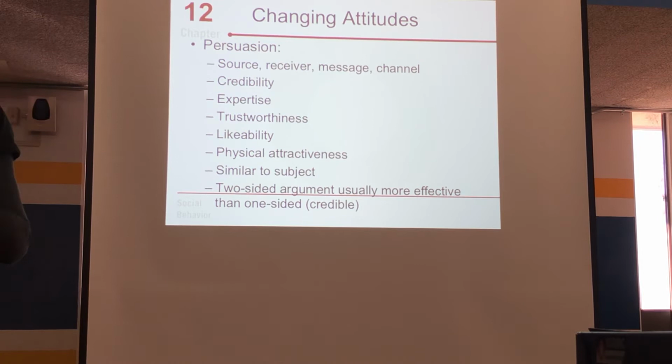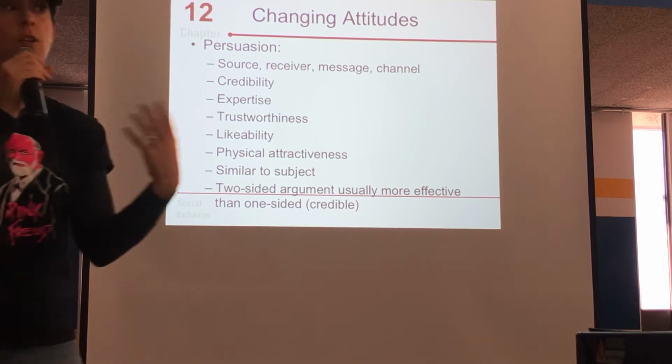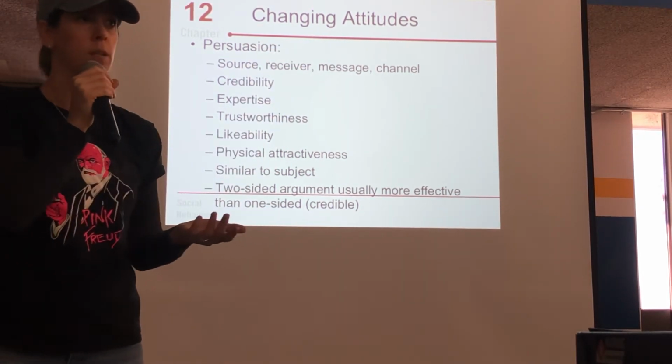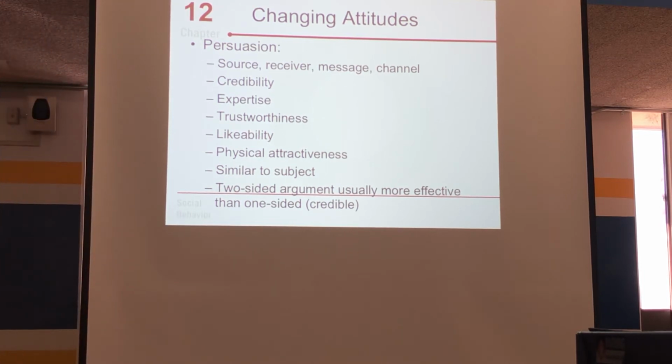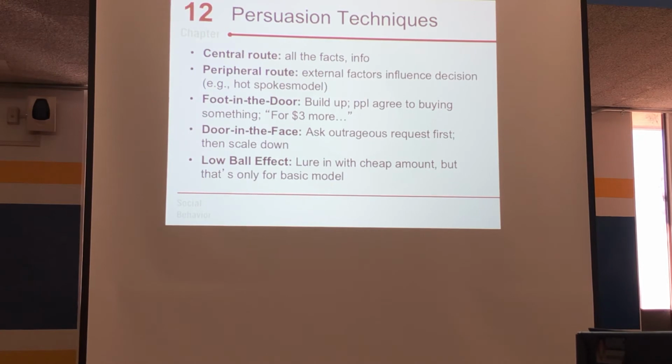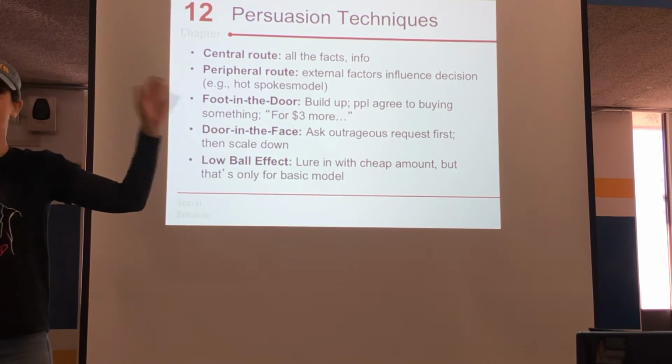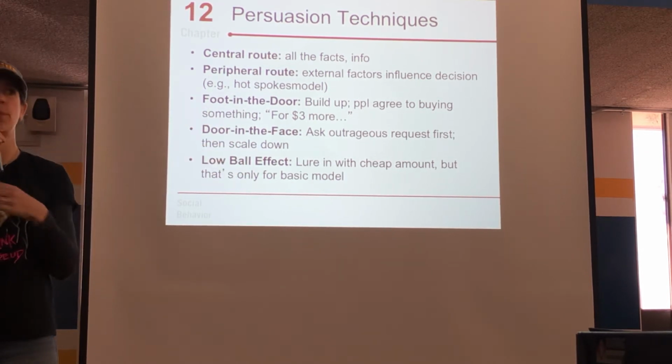What's more credible, a one-sided or a two-sided argument? Two-sided, because it shows that they acknowledge the other side and then they kind of shoot it down. It's like a counter-argument. Good. Persuasion techniques: when you give all the facts, that's central. When you use hot models, that's peripheral. Give me an example of peripheral. Carl's Jr. Good.